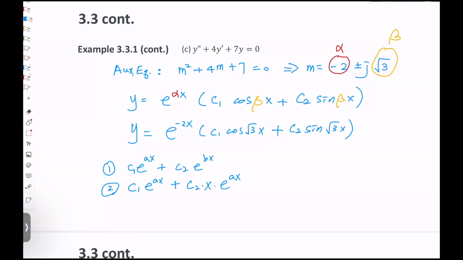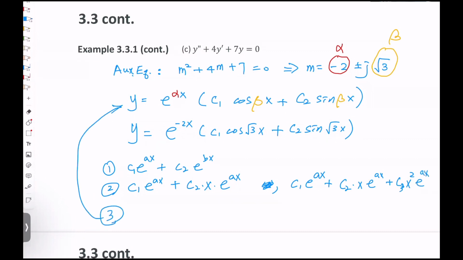If the auxiliary equation is a third order differential equation and they're all the same, then c1 e to the ax plus c2 x e to the ax. The third one is going to be c3 x squared e to the ax. And the third case, if they are complex numbers, then we need to use the alpha and beta form.